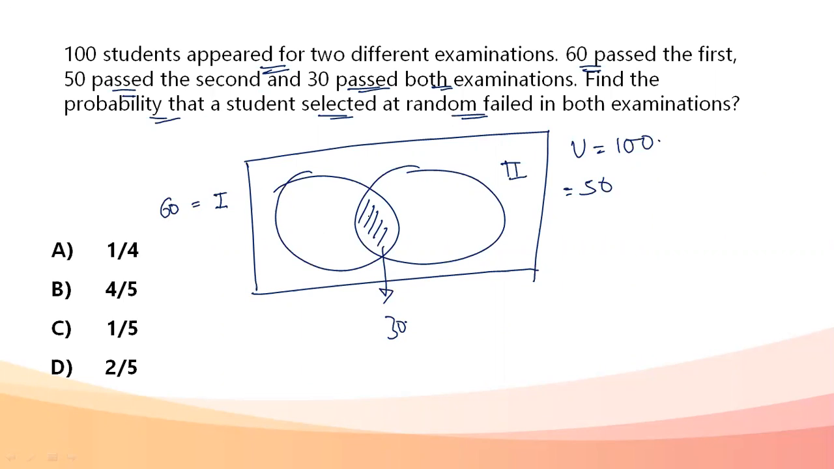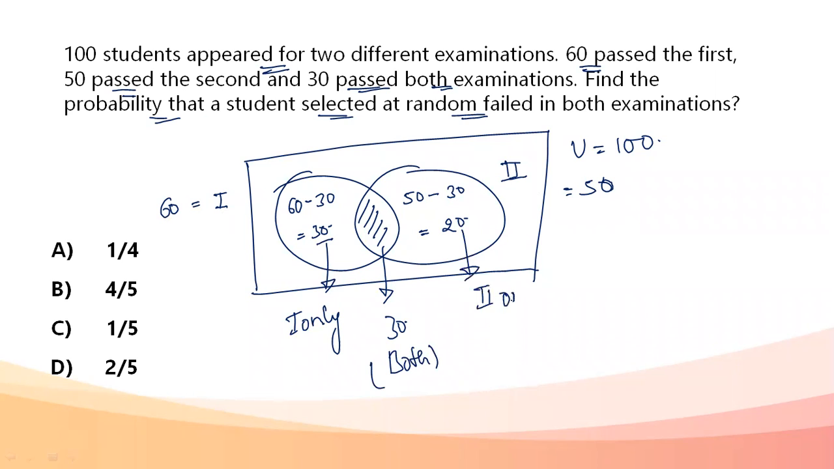All right. Next thing that I can find out is students who purely passed first test, that is students who passed first test only. It becomes 60, that is students who passed first test minus those who passed both, comes out to be 30. Now, students who passed only the second test. So that is total number of students who passed the second test, 50, minus those who passed both of them, 30, comes out to be 20. Okay. This is given to me. And after this, what I have found out is those who passed just the first test only, those who passed both the test, and those who passed second test only.